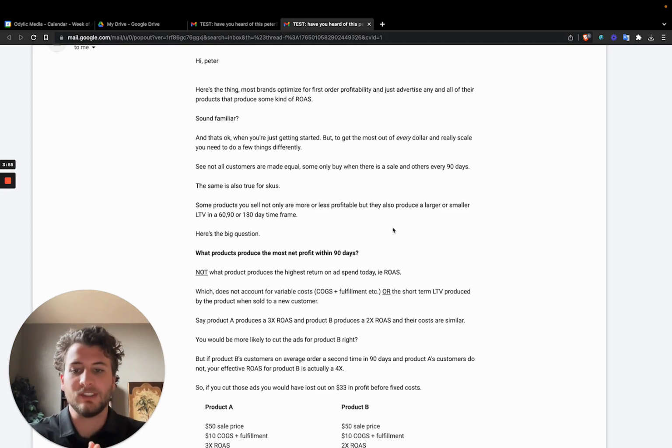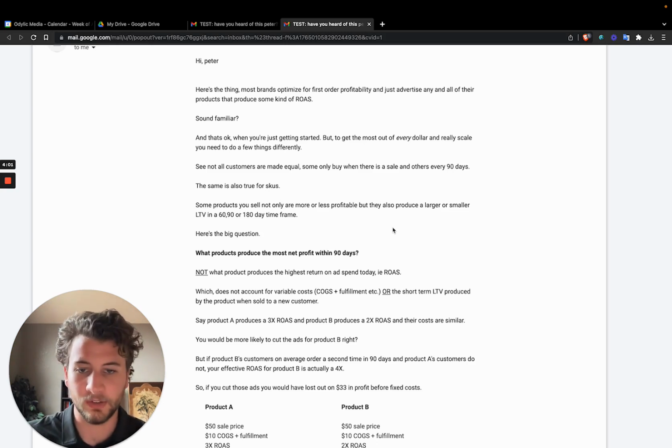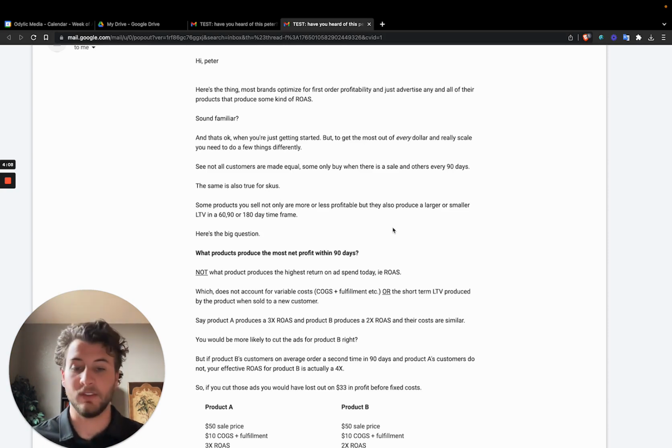So again, the question here is, what products produce the most profit, not revenue, within 90 days, okay? So again, not what product produces the highest return on ad spend, i.e. ROAS, which does not account for variable costs or short-term LTV produced, right? So we cannot just look at the ad account on a 30, 60, 90-day basis and say, hey, what's the ROAS on these products? Because that doesn't take into account nearly enough data.